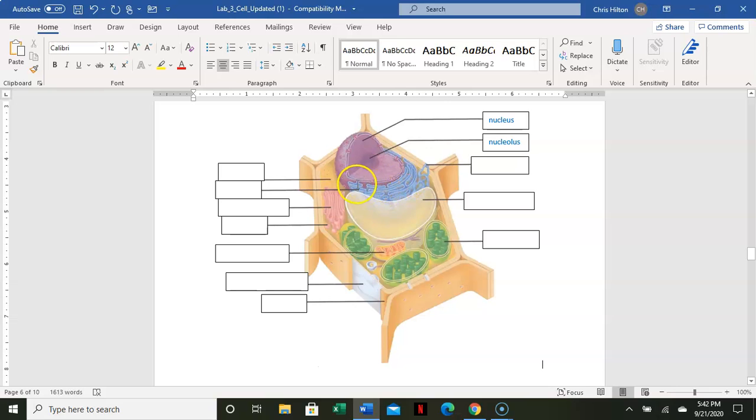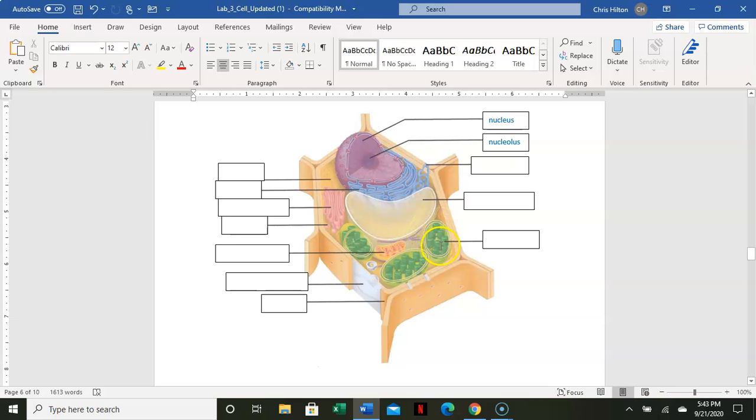This part of the blue stuff that looks very much like sheets, or sections, that is the rough ER. It makes proteins. This blue stuff over here looks tubular, that is the smooth ER. It makes lipids. This large clear thing in the middle, that is a central vacuole, and it stores water. It helps the plant not burst when it's in hypotonic water.